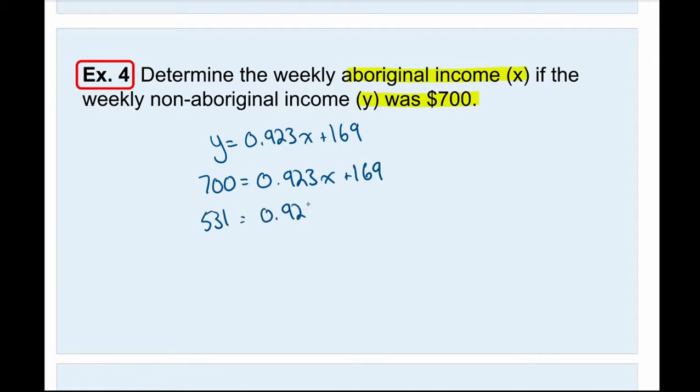531 equals 0.923x. Divide both sides by 0.923. And we get that x is equal to $575, and round it to 30 cents. So that means if the weekly non-aboriginal income was $700, then the weekly aboriginal income would be $575.30 based off of our linear model. So again, that's how we can use the equation to predict.